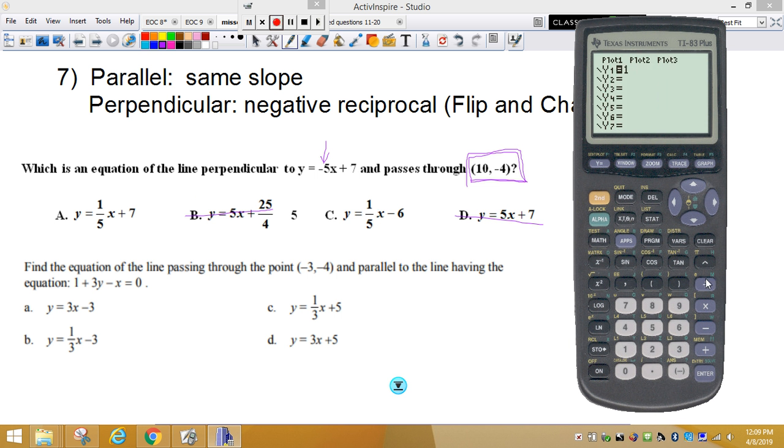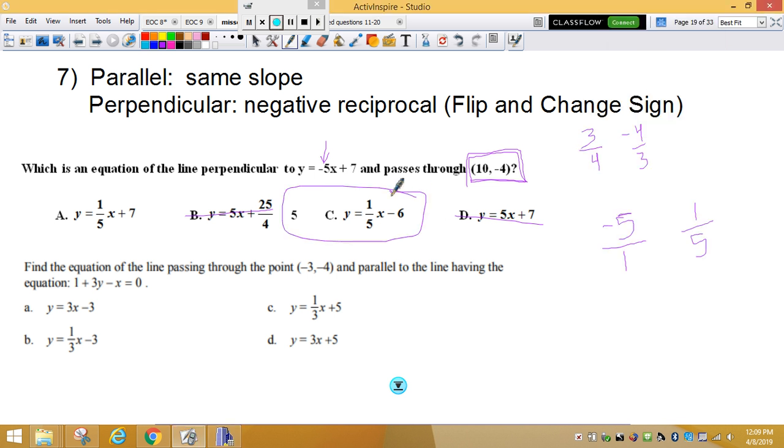I'm going to type in C just to double check. Please always do this on your EOC. Double check. 1/4 x minus 6. Second graph. Does it go through at (10, -4)? It sure does. So C is my answer. Let's look at this problem.